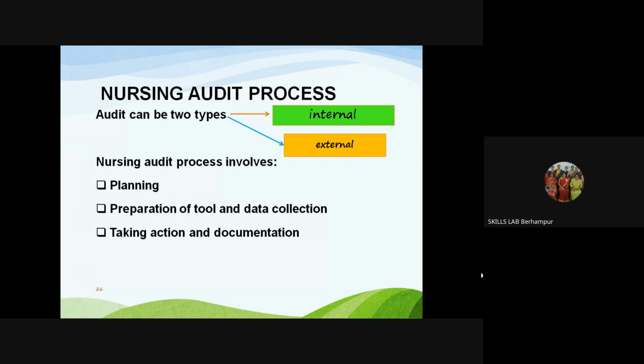The nursing audit total process involves three components. One is planning. The second one is preparation of the tool. What is a tool? Tool, T-O-O-L.